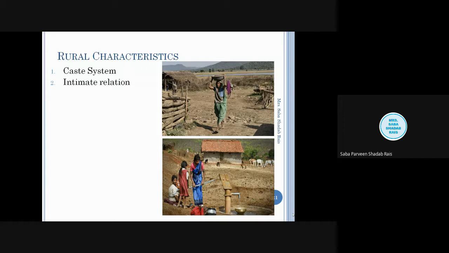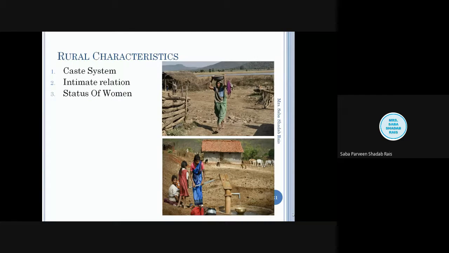They have a very good relationship. They know each and every person because of regular interaction. They know the people who are staying in the distant area. Suppose if there is a marriage, the whole village will be invited for the marriage. They have such good customs, or you can say relationships. That type of relationship is known as the intimate relationship amongst the people.